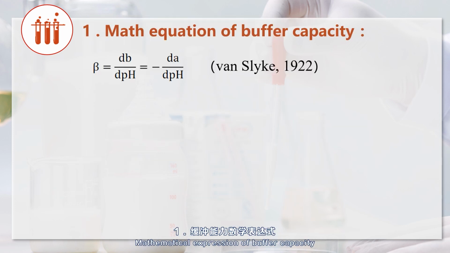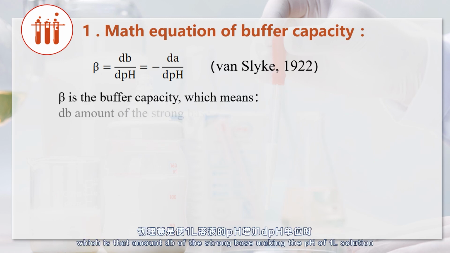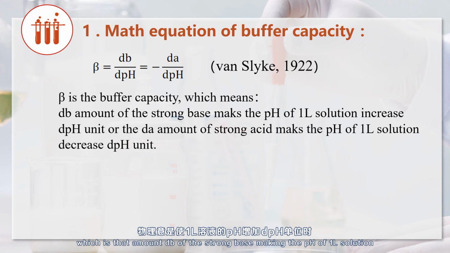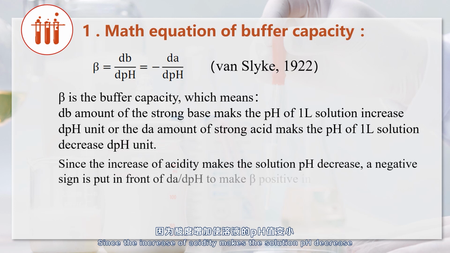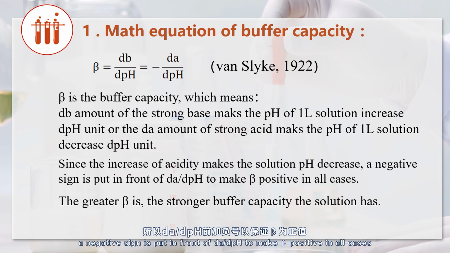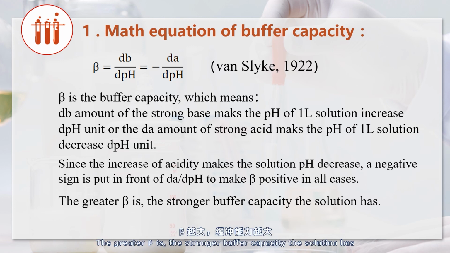Mathematical expression of buffer capacity. Beta, the buffer capacity, the physical meaning of which is that the amount dB of strong base making the pH of 1 liter solution increase d pH unit, or the amount dA of strong acid making the pH of 1 liter solution decrease d pH unit. Since the increase of acidity makes the solution pH decrease, a negative sign is put in front of dA divided by dpH to make beta positive in all cases. The greater beta is, the stronger buffer capacity the solution has.